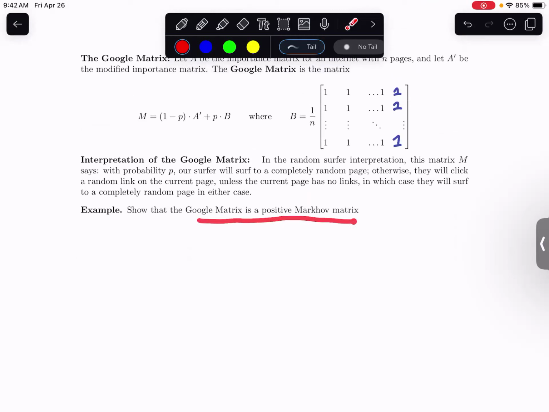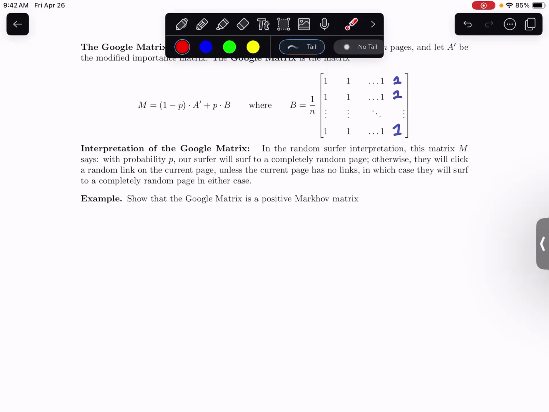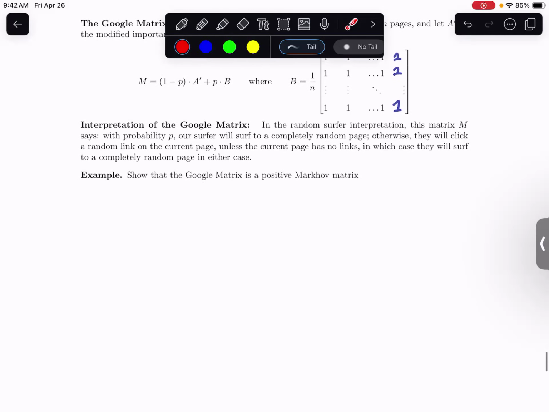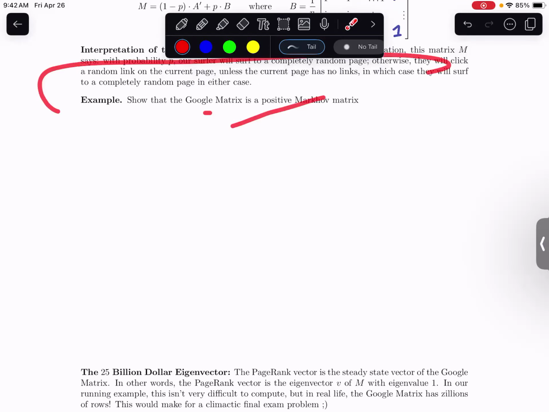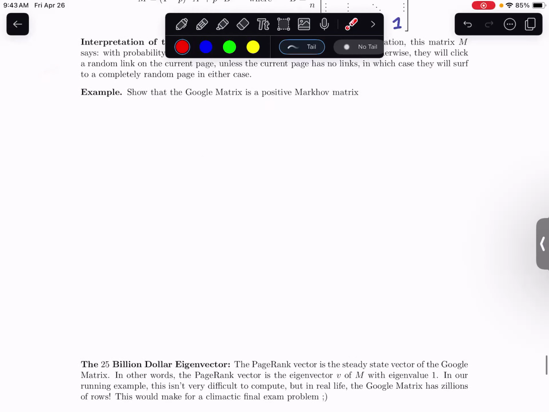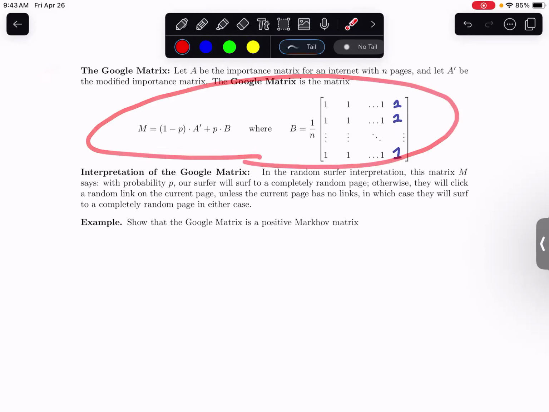I'm not going to go through this next example, but it turns out the Google matrix is a positive Markov matrix. You can just do it for 3 by 3 matrices to see generally what ends up happening. All the entries are going to be strictly greater than 0, and the columns end up adding to 1. So I'm going to skip the example, but the big idea is that the theory ends up working when you make this adjustment.